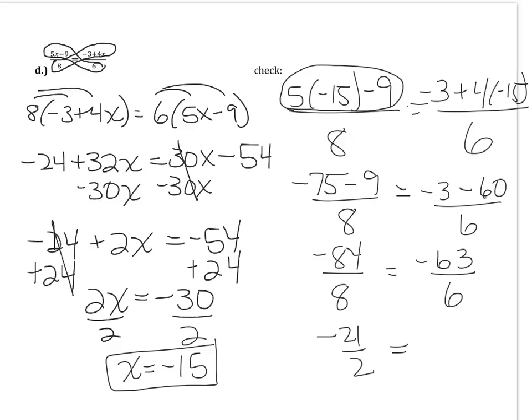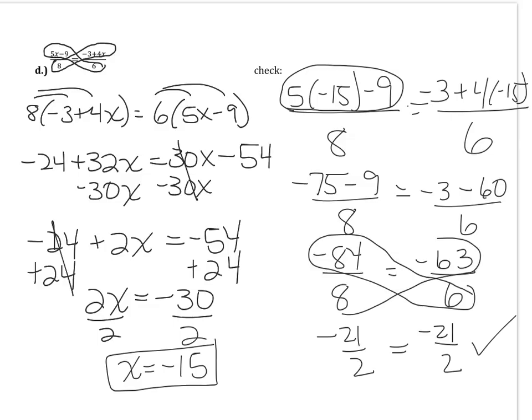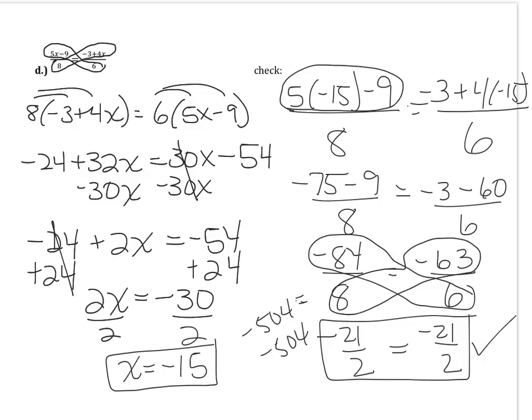And then the other side, I could do negative 63 over 6. And it looks like that can be divided by 3. So I divide the top and the bottom there by 3. And I do get negative 21 over 2. So right here, if you reduce the fraction, you can see that it works. Or if you wanted to just multiply 6 times negative 84 and 8 times negative 63 to see if indeed they do work, then it works. So if you do that, you should be getting negative 504 on both sides. So you could have this as your check, or you could have negative 504 equals negative 504. Whichever one you like the best.